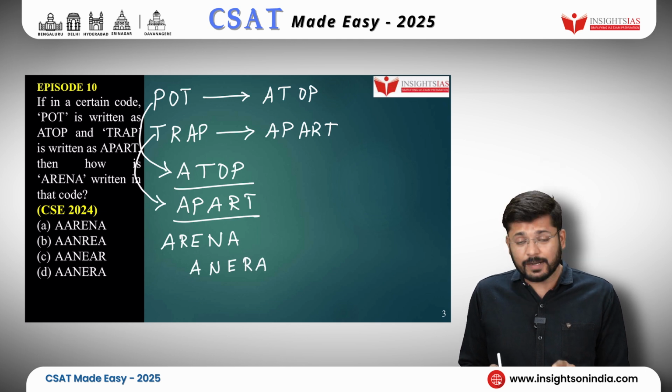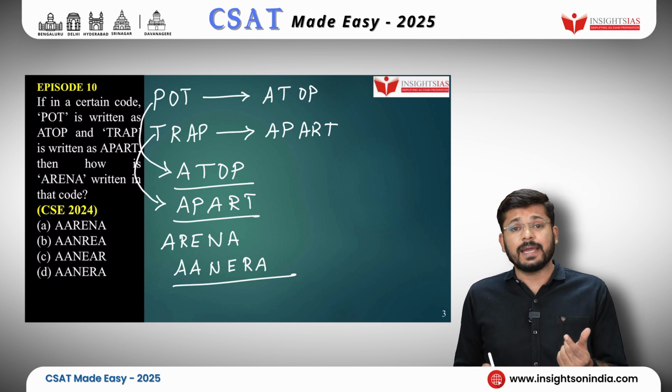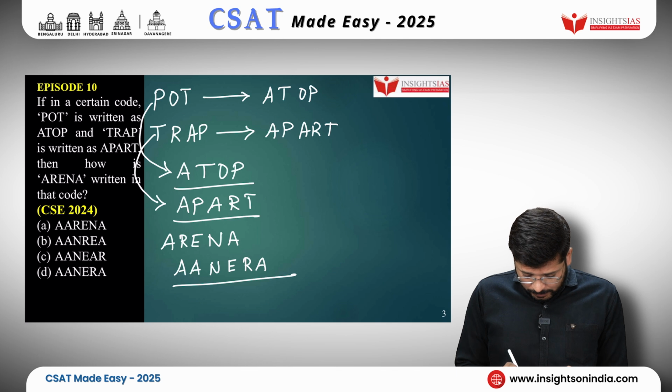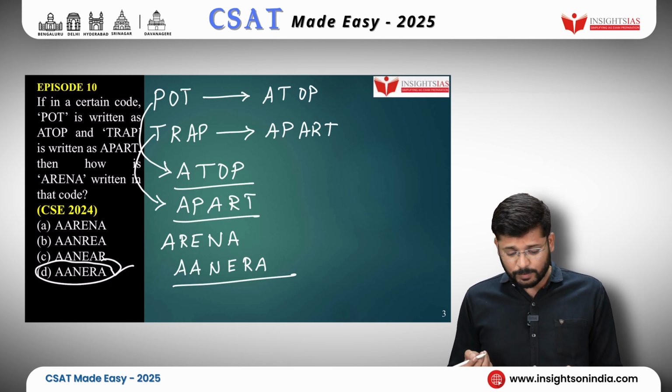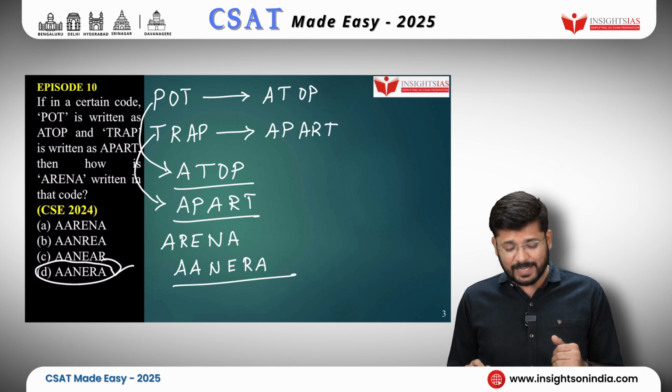ANERA. Are we done yet? No. We need to add an A at the beginning. So we get AANERA. Is that there in the option? Yes, it is option D. So our answer to the homework question of episode 10 was AANERA.